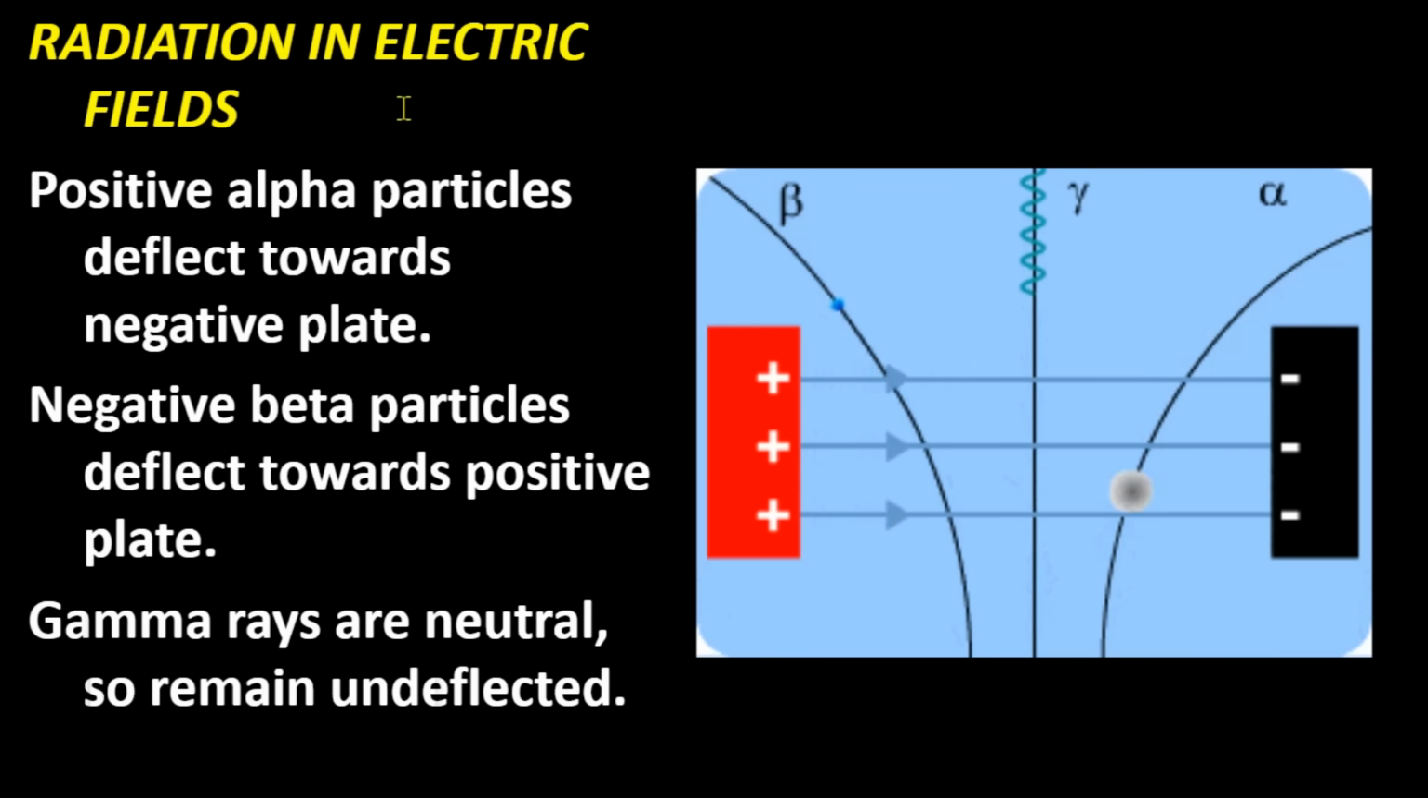So in electric fields, positive alpha particles are deflected towards the negative plate. As you can see here, alpha particles are heavier and thus they take a little more time to be deflected than beta particles, which are lighter. Here we can see the positive going towards the negative. Negative beta particles deflect towards the positive plate, which you are seeing here. And gamma rays are neutral, they don't have a charge, so they remain undeflected, what you are seeing here. They don't go either towards the positive or the negative.